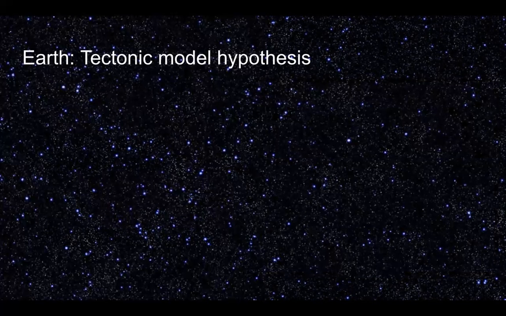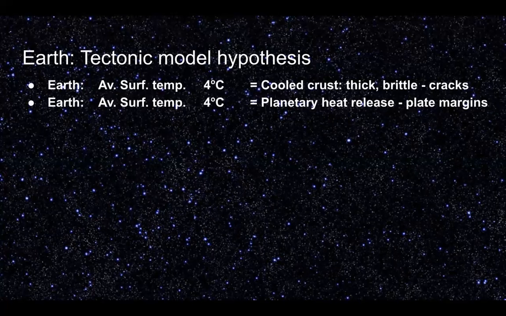If you look at Earth, the tectonic model that's been accepted is that you have a cool atmosphere on Earth, 4 degrees is the average, which tends to mean that the crust is thick. It cools by radiating off heat, and so it becomes thick. By virtue of the fact that it's thick, it's also brittle and cold, so it cracks, and it cracks vertically. Those vertical cracks are where the planet releases its heat.